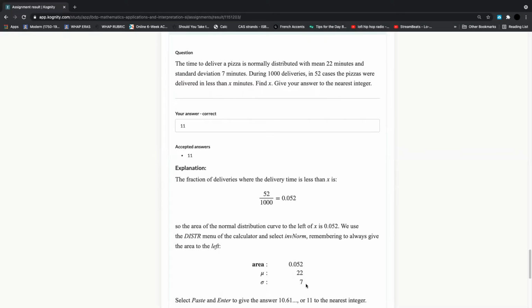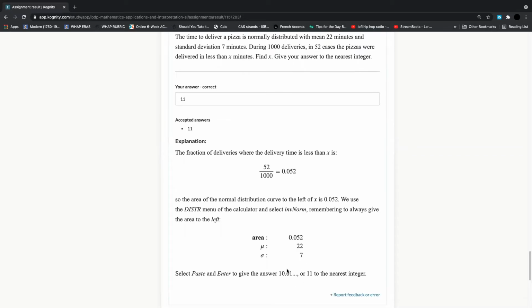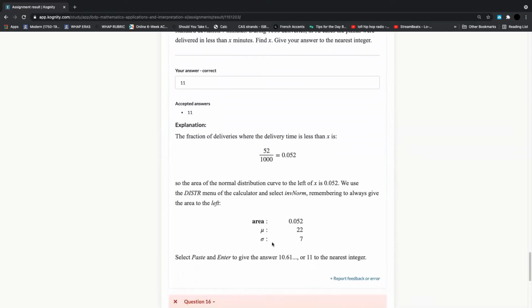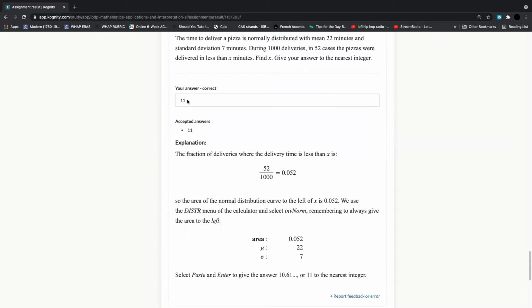Here, let me just put it into my calculator real quick. 22, and then 7. Once you put it into your calculator, you should have gotten 10.6196. Since it's the nearest integer, the nearest whole number, which is rounded up, that would be 11.